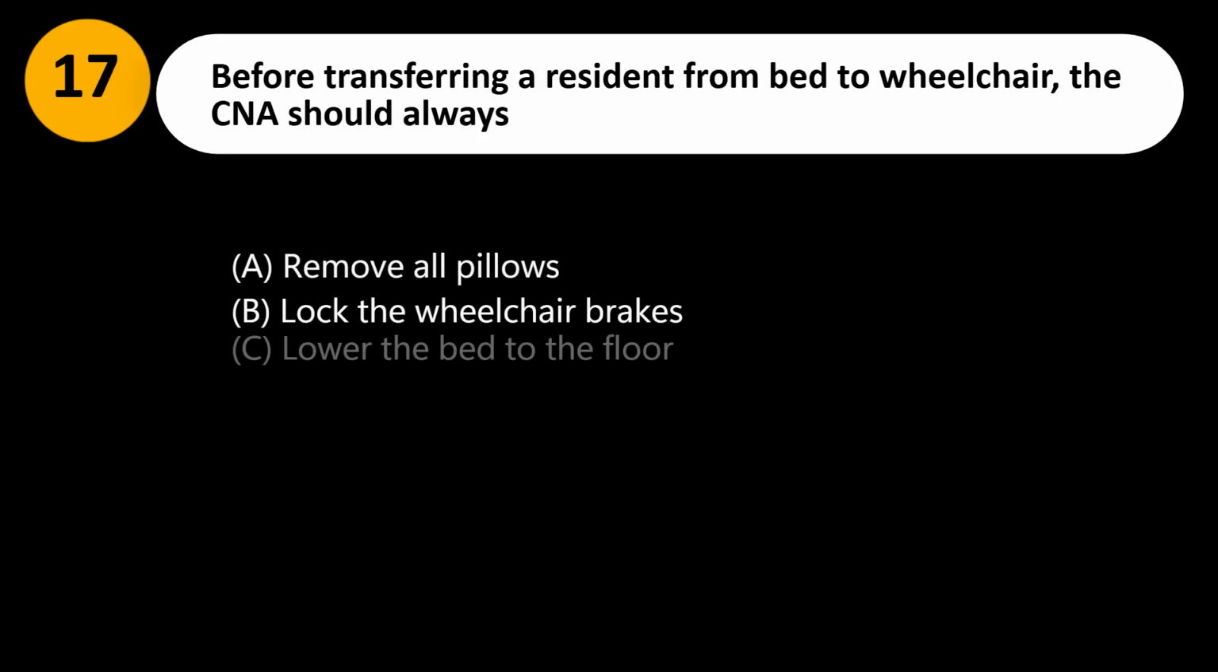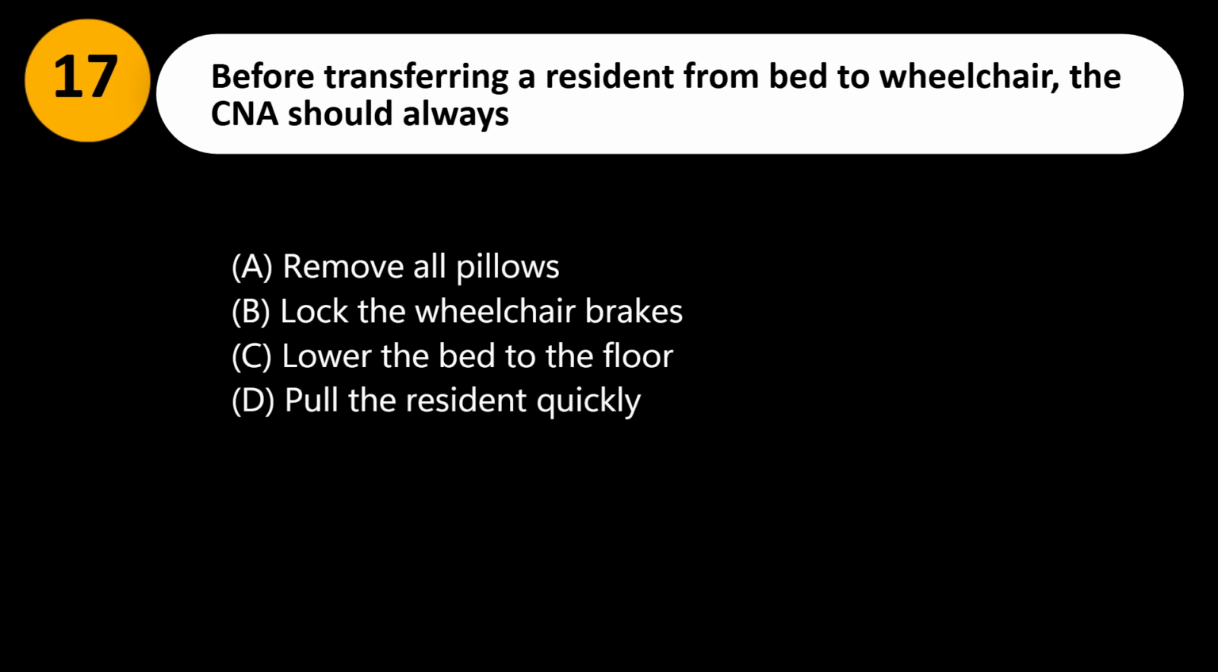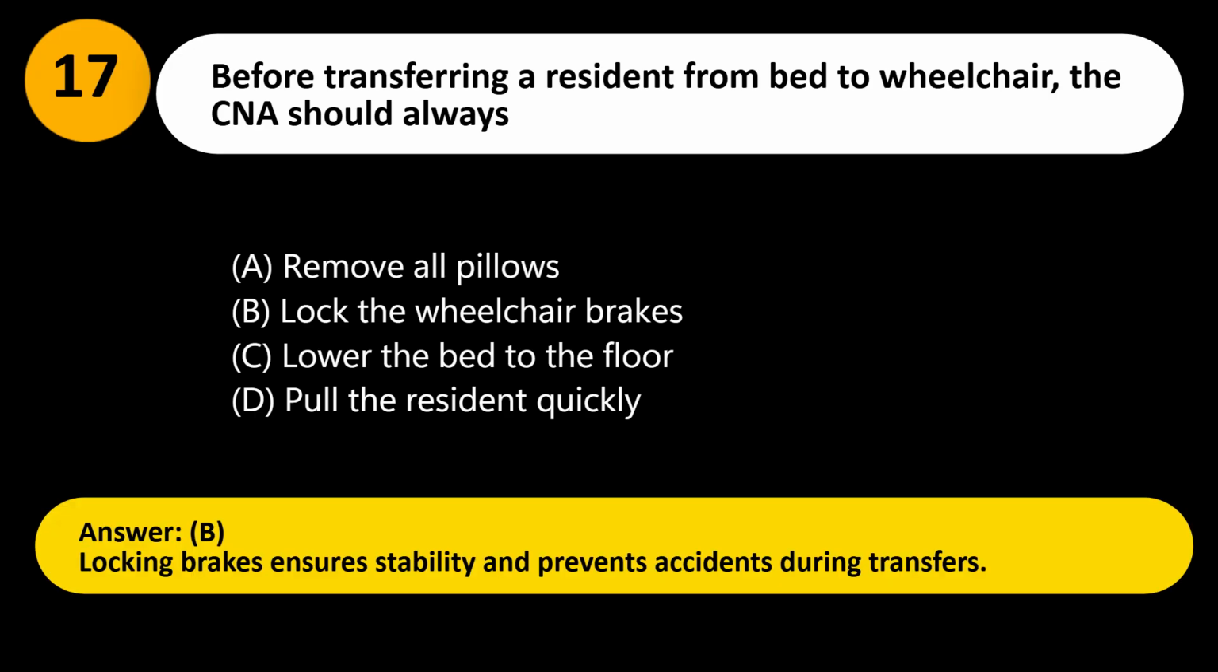Before transferring a resident from bed to wheelchair, the CNA should always A. Remove all pillows. B. Lock the wheelchair brakes. C. Lower the bed to the floor. D. Pull the resident quickly. Answer: B. Locking brakes ensures stability and prevents accidents during transfers.